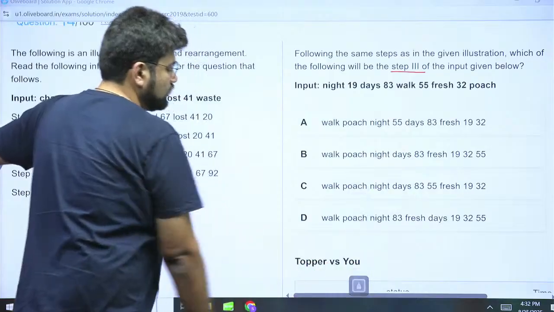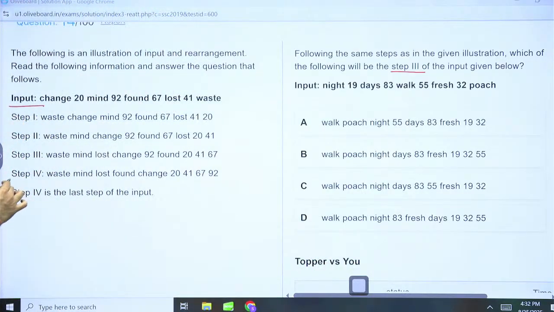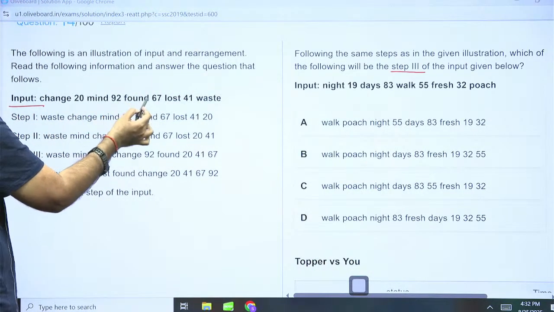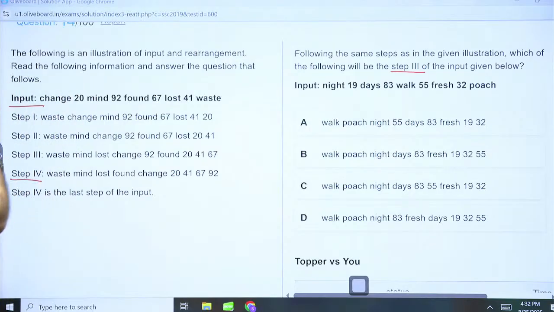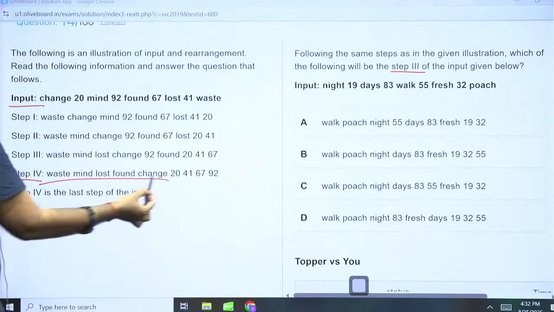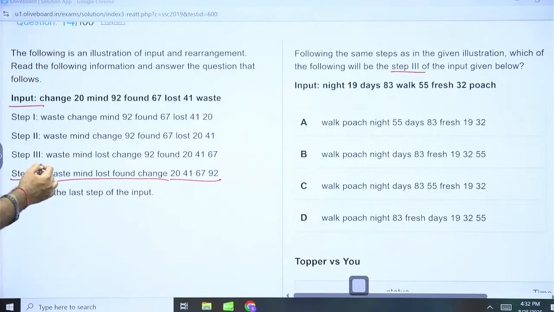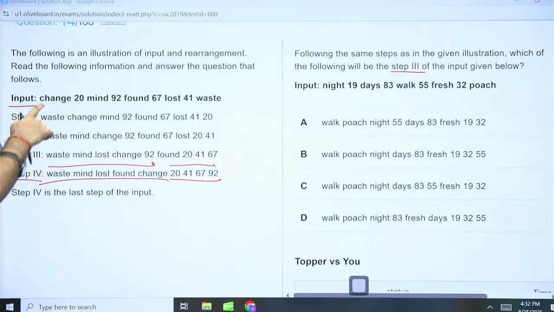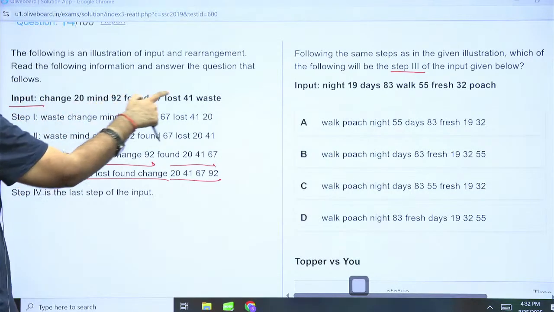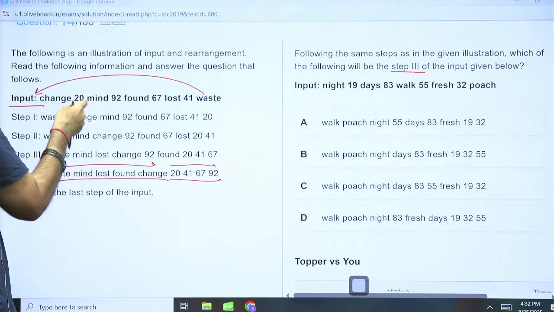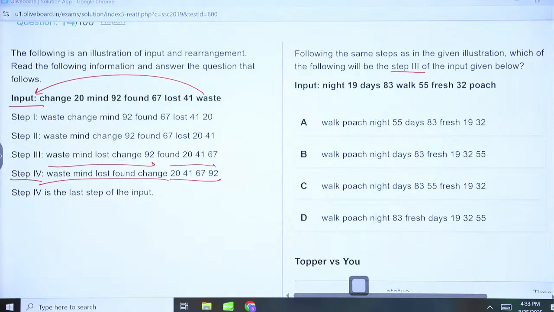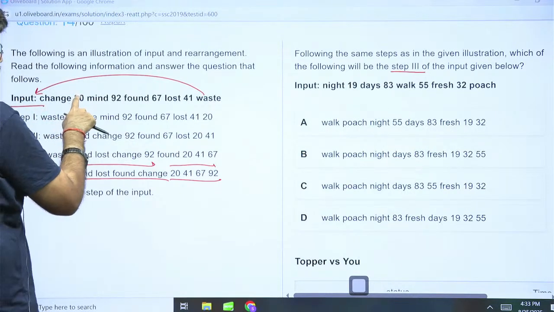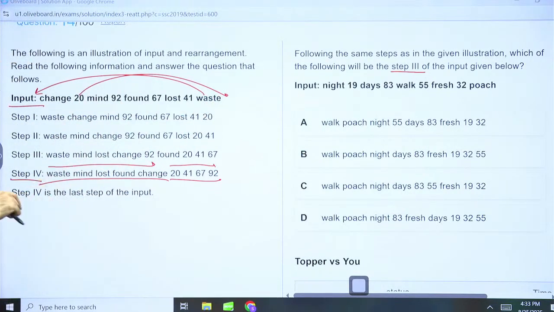So now coming back to this question, quickly observe the input and output step together. Change 20, mined, 92, found, 67, lost, 47, waste. We have waste, mined, lost, found, change. All the words coming together, all the numbers going together. The words are arranged in descending order and the numbers are arranged in ascending order. And how is the process happening? Waste is coming in front, so the largest word is coming here. So the words are arranged in the reverse ascending order basically. And the smallest number is going in the front. That's how they are approaching.